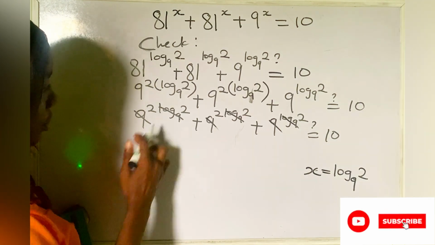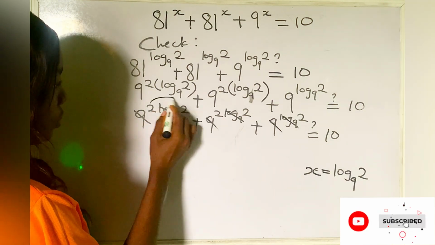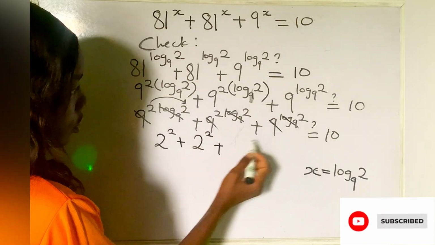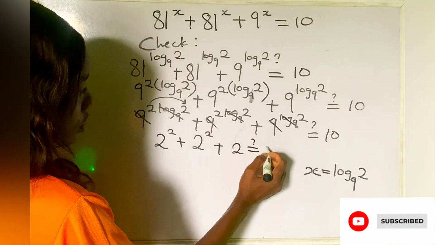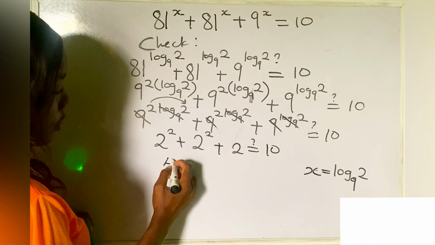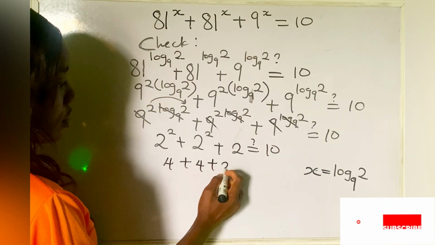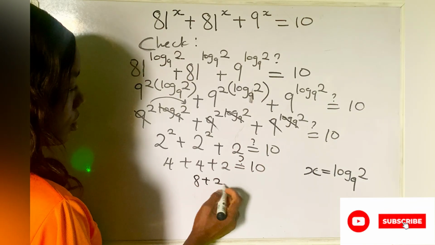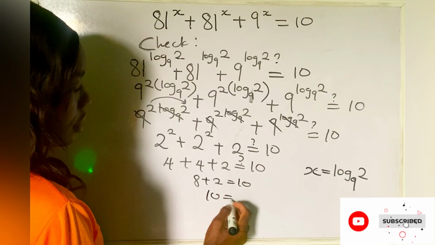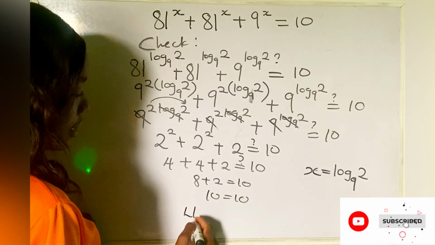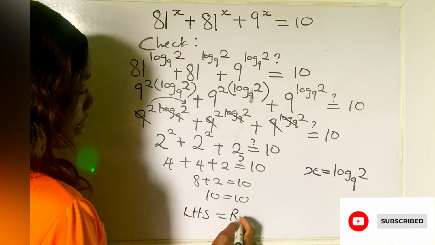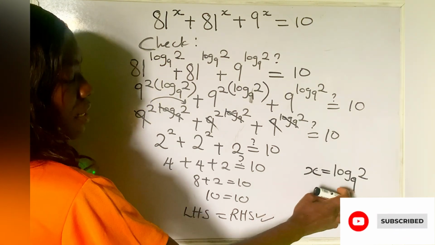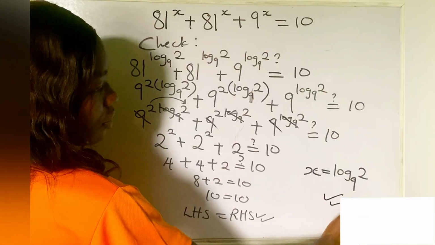So in this place now, you have 2 raised to the power of 2, plus 2 raised to the power of 2, plus, this is just 2. Is it equal to 10? 2 raised to the power of 2 is 4, plus 4, plus 2. Is it equal to 10? This is 8 plus 2, which is 10, equal to 10. Therefore, our left hand side is the same thing as our right hand side. So that makes the value of x equal to log 2 base 9 correct as our answer.